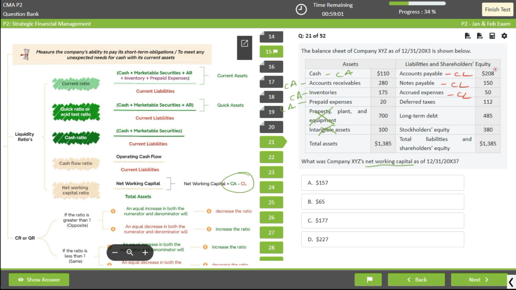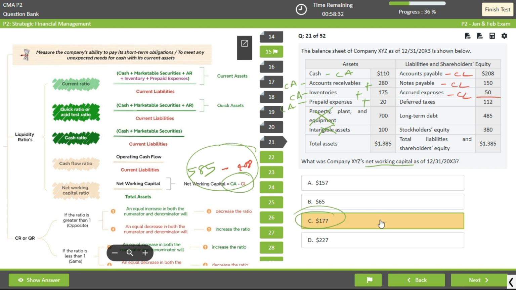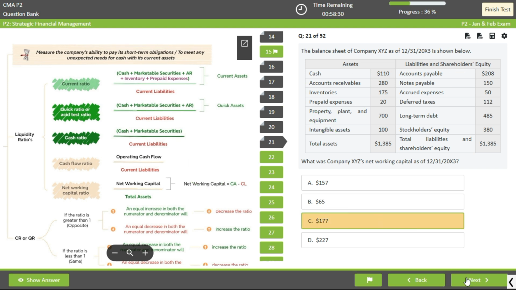So your current liabilities are 208 plus 150 plus 50, which is 408. Now what are your current assets? 110 plus 280 plus 125 plus 20, which is 585. So 585 minus 408 is 177. Option C.